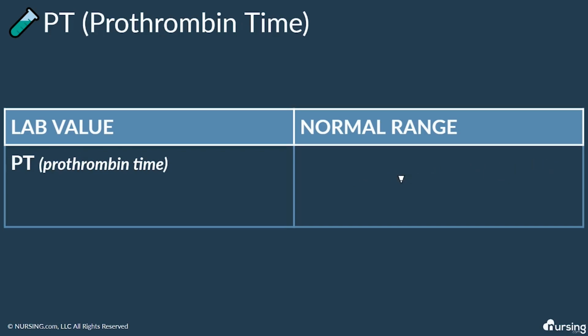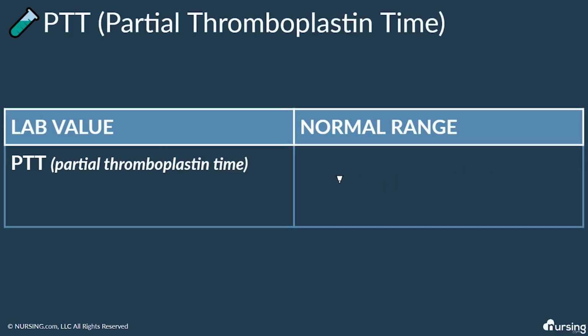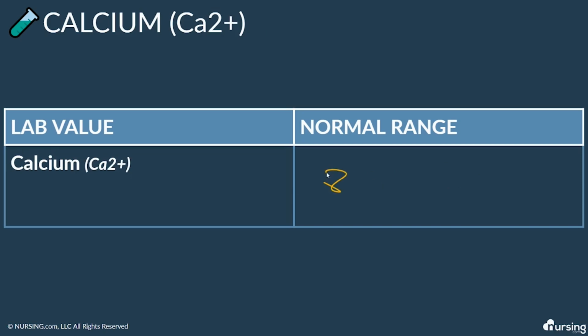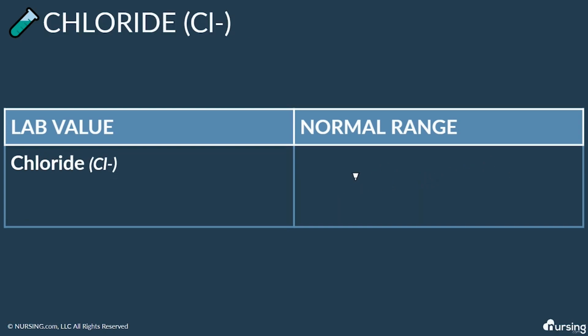For PT, getting into our bleeding times, let's look at 11 to 14 seconds on PT. On PTT, 25 to 35. And then on INR, it's going to be 0.8 to 1.2. We're going to talk about calcium. Calcium, we're going to look at about 8.4 to 10.2. Chloride, 96 to 108 is the value I want you to know for NCLEX.